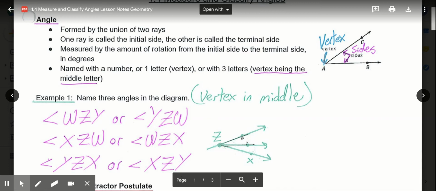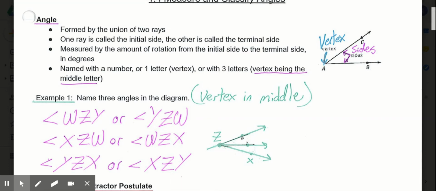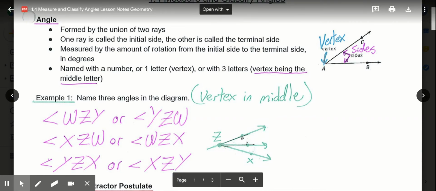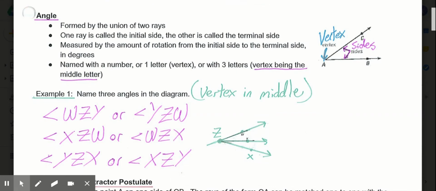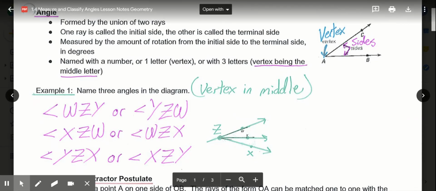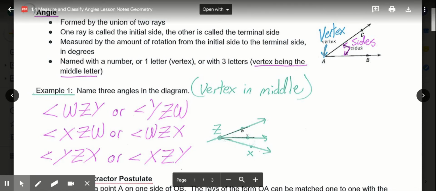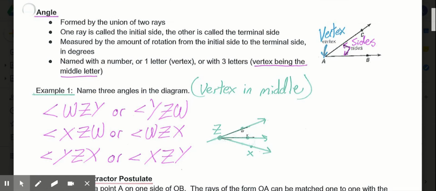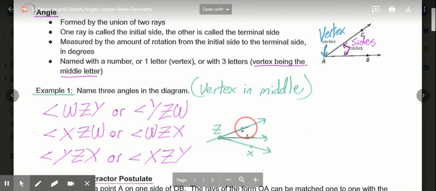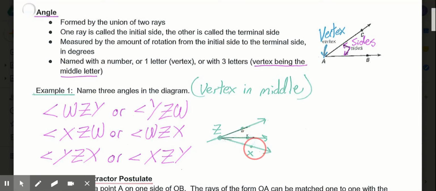So example 1, I apologize, the diagram did not copy well. Example 1 says name 3 angles in the diagram. And I just left that reminder, the vertex is the point in the middle. So the vertex when we're naming has to be in the middle. So our diagram, I just finished drawing it here. We have points W, Y, and X all on our different rays, and they all share the endpoint of Z. So we have ray ZW, ray ZY, and ray ZX.